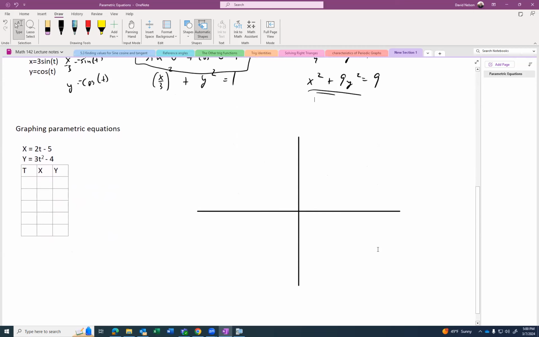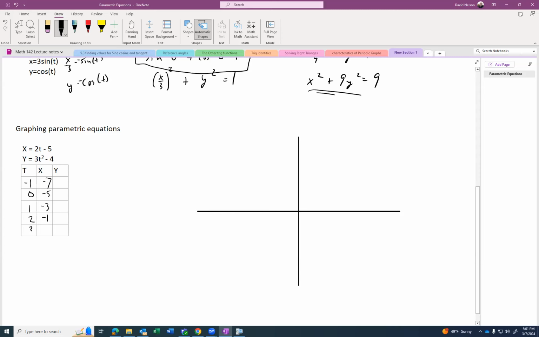If we need to graph the parametric equation, you can always do it just by picking values for t and finding the corresponding x and y values. So if t is equal to -1, x would be 2 times -1 minus 5, which would be -7. If t is equal to 0, x is equal to -5. If t is equal to 1, x would be 2 minus 5, -3. If t is equal to 2, x would equal -1.